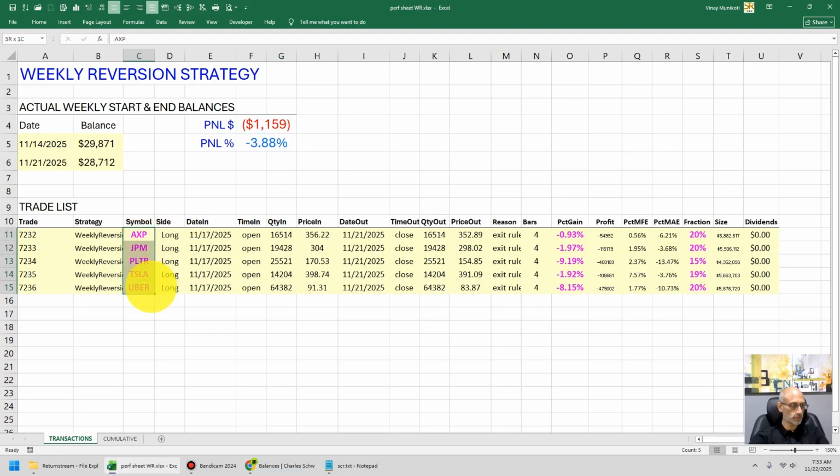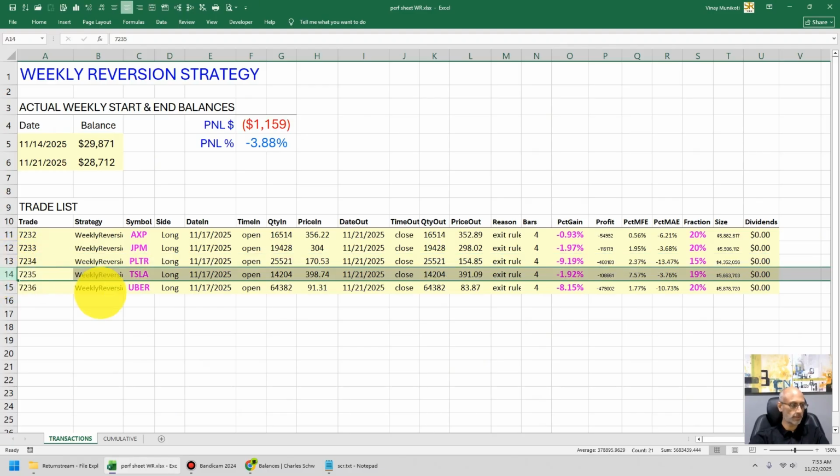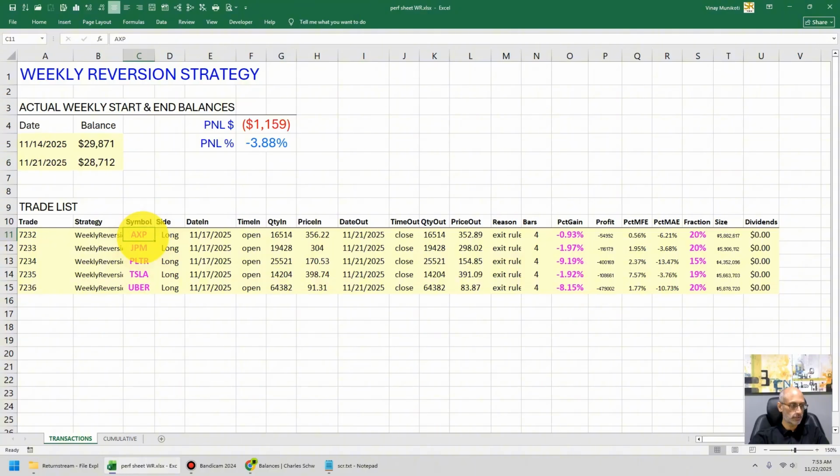And we had these positions on, they were not equally weighted at 20% each. Some of them were reduced allocation because of heightened volatility. For example, Palantir and Tesla. So let's look at the first trade.